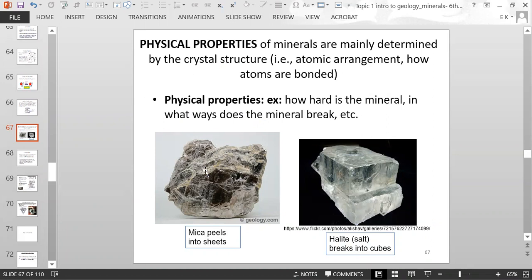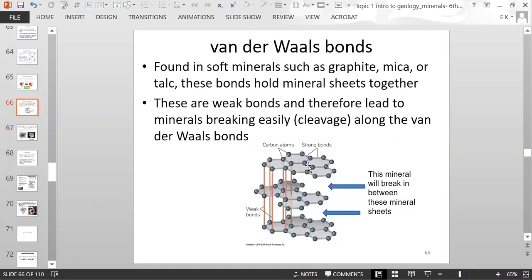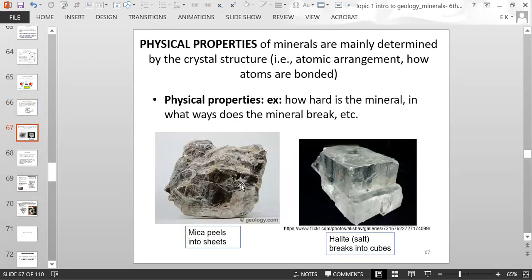Mica peeling into sheets is related to the bonding, where it's similar to this, where you have a sheet that's covalent bonds, but then in between the sheets, you have the weaker bonds that let you peel the mineral. So this physical property of having thin, flexible sheets is related to the atomic arrangement of the mica.